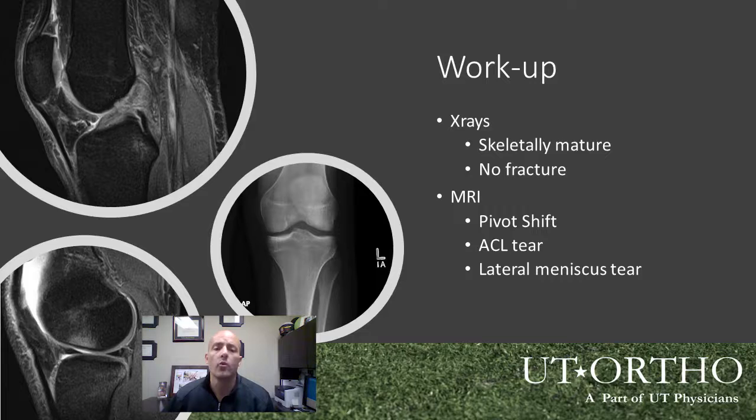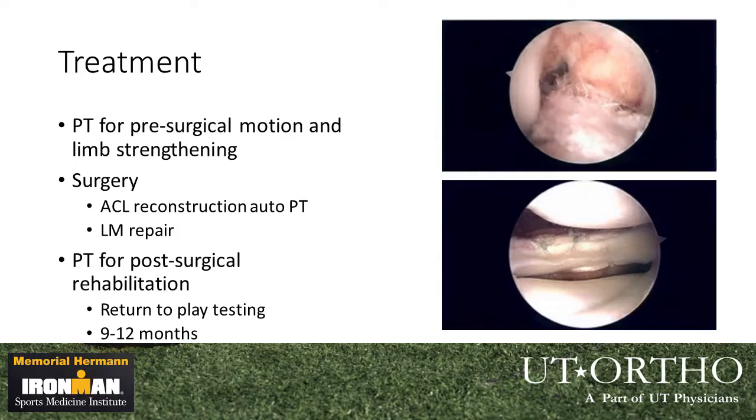Workup included a normal x-ray and an MRI revealing a complete disruption of her ACL and a pivot shift bone bruise within the lateral compartment. She also had a lateral meniscus tear. Initial treatment for her was bracing and physical therapy for restoration of motion. You do not want to operate on an ACL that has limited motion. It predisposes the patient for postoperative arthrofibrosis, which we would like to minimize.